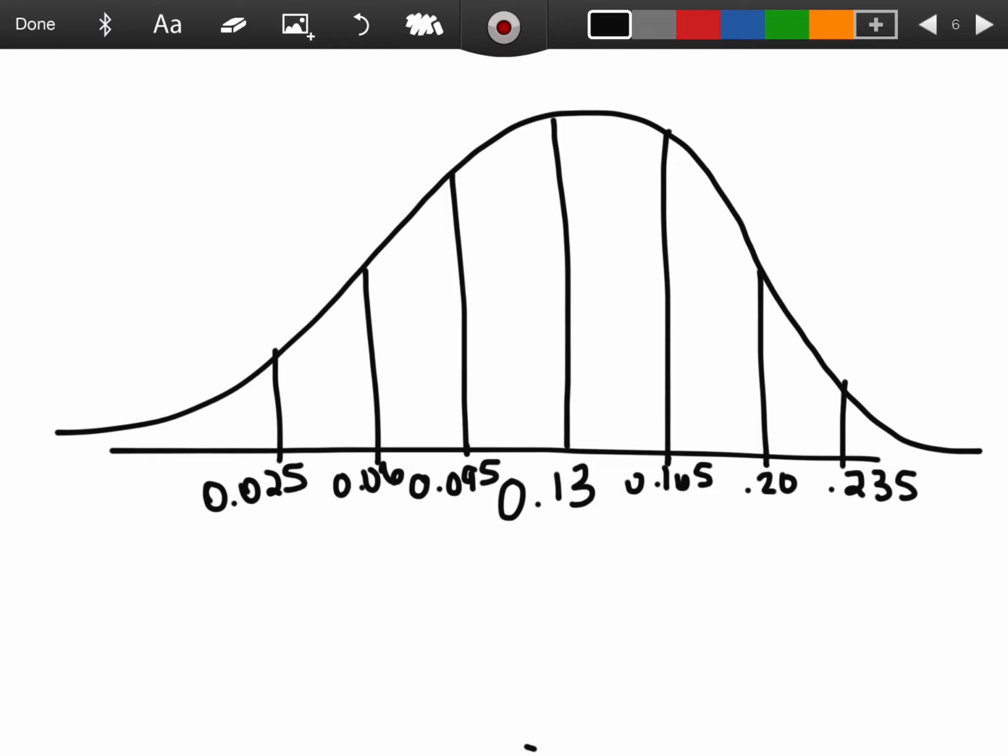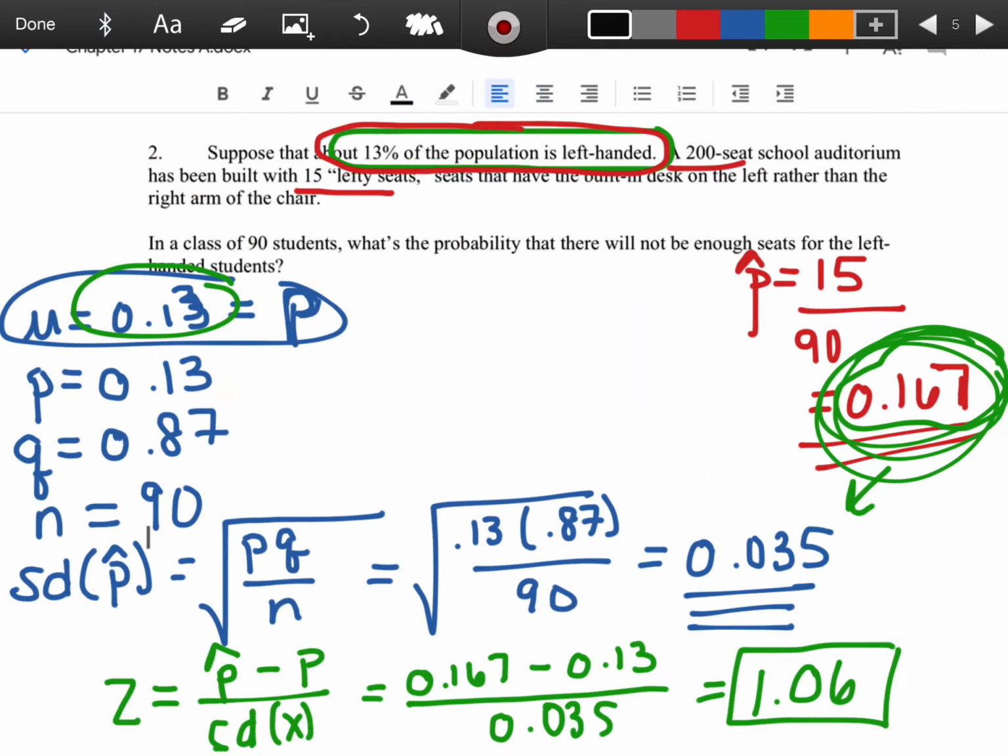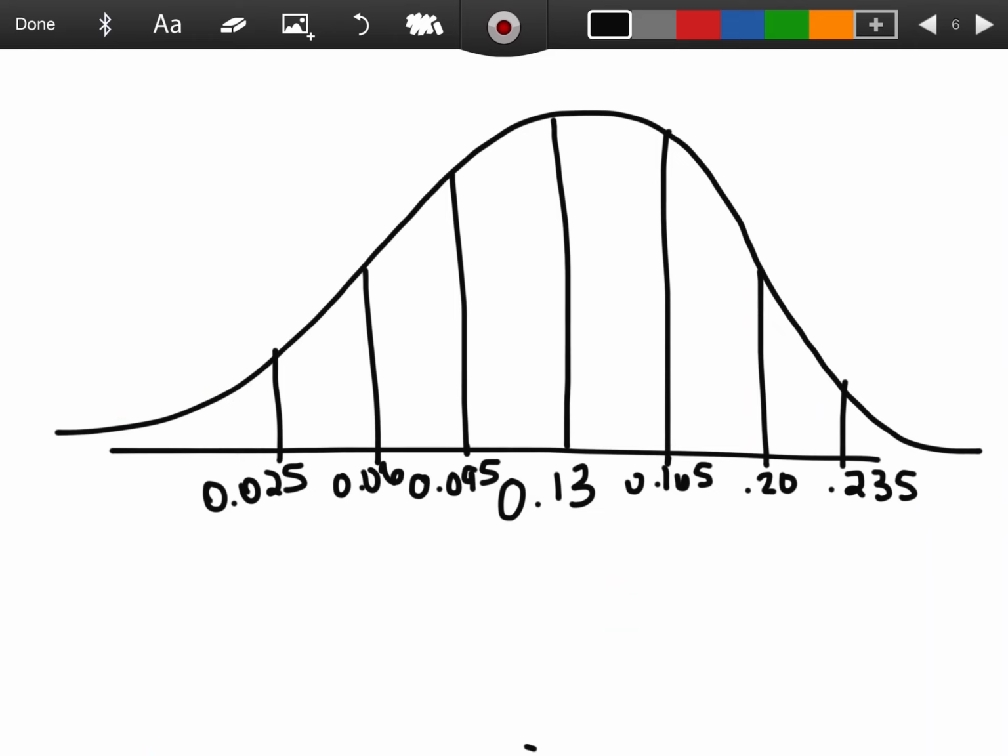So I'm going to go ahead and put my Z-score in this picture. My Z-score was 1.06, which was right here at 16. That's 1 standard deviation above, realizing that it's about 16.7% of my students were left-handed.